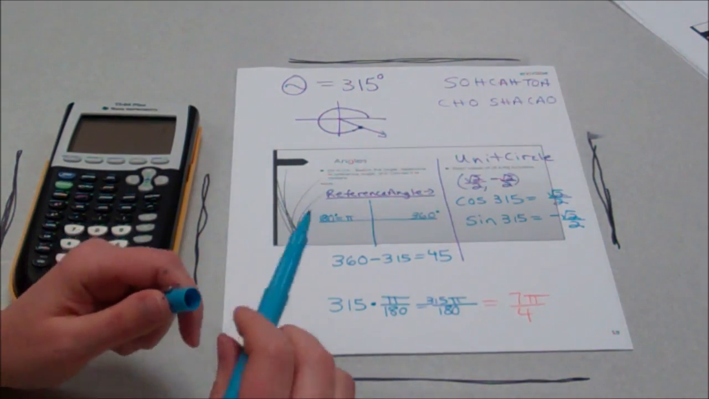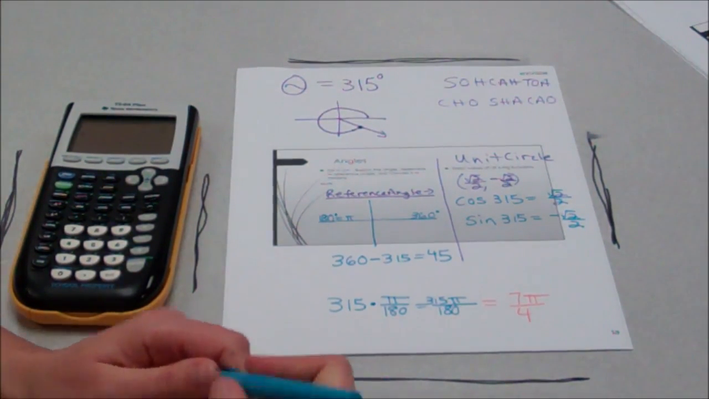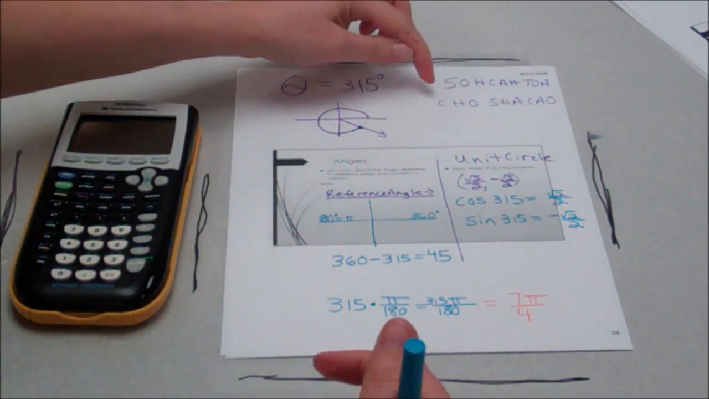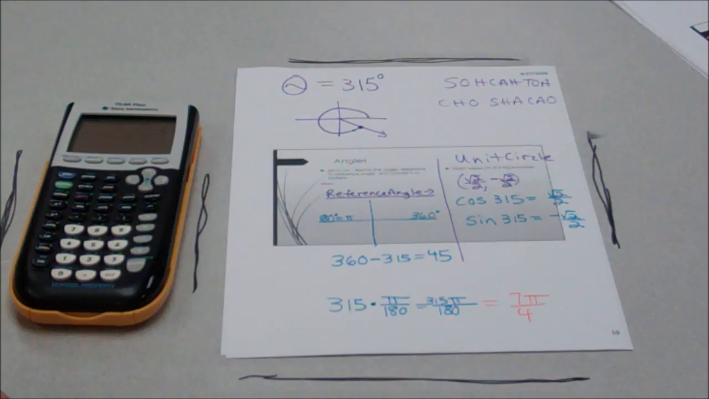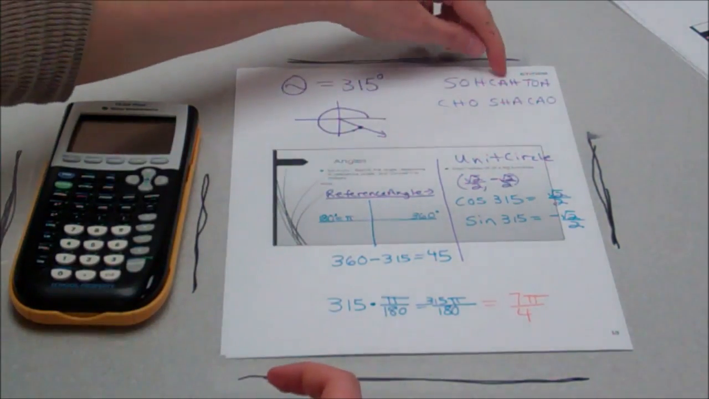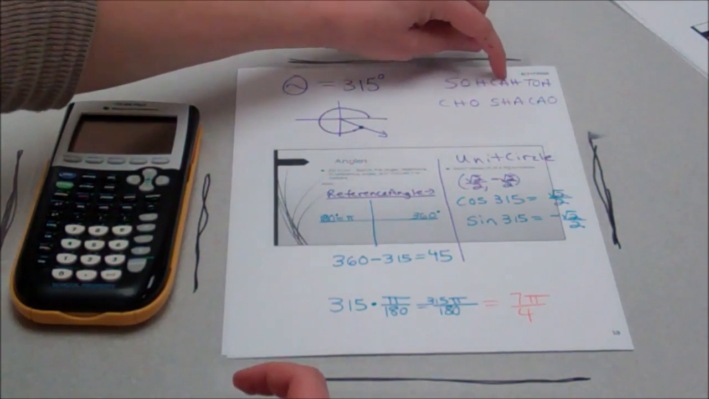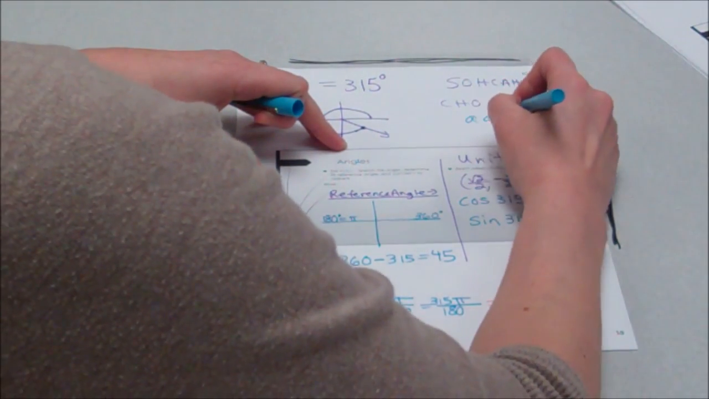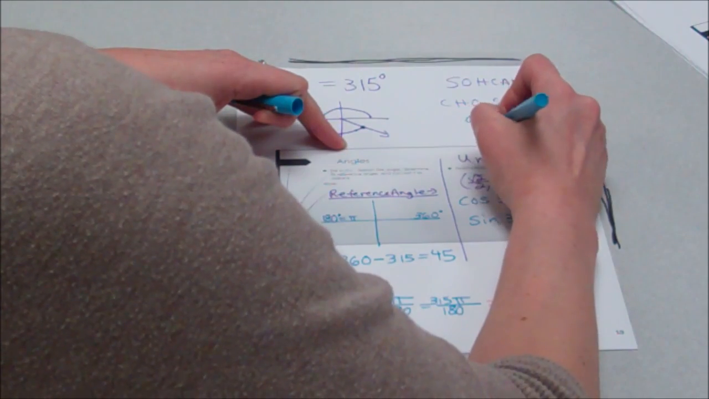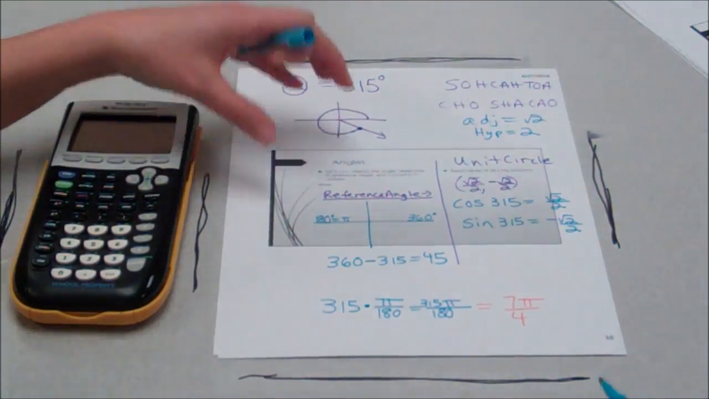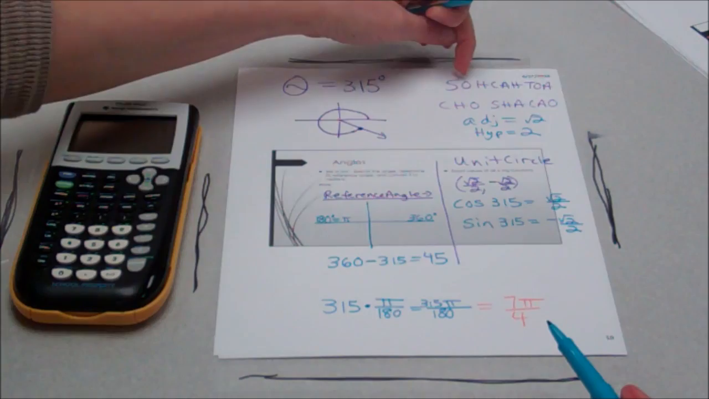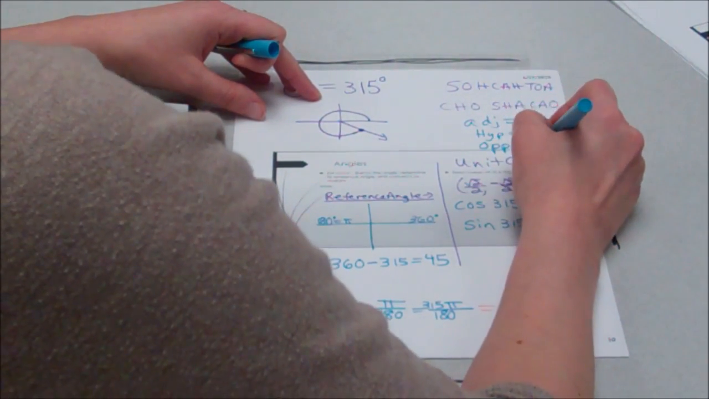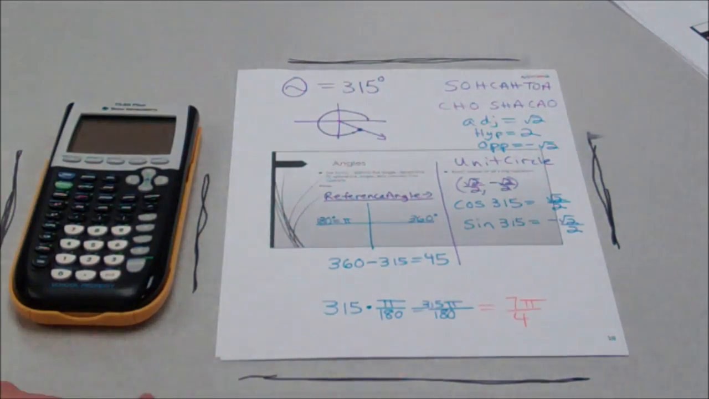All right, what it also gives you is the opposite, the adjacent, and the hypotenuse, which forms that little catchphrase, SOHCAHTOA and CHO SHA COW. Cosine is the CA in SOHCAHTOA, so it gives you the adjacent and the hypotenuse. So for me, my adjacent is square root of 2, and my hypotenuse is 2. Sine is the SO, opposite and hypotenuse. So the opposite will be negative root 2, and just like I thought, the hypotenuse is 2.